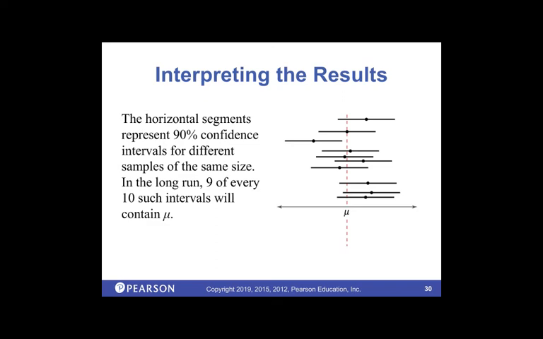Okay. So if we repeat that sampling process a large number of times, 90% of them will contain the population average.